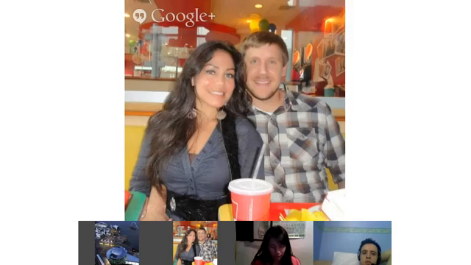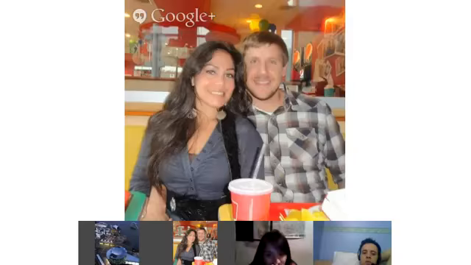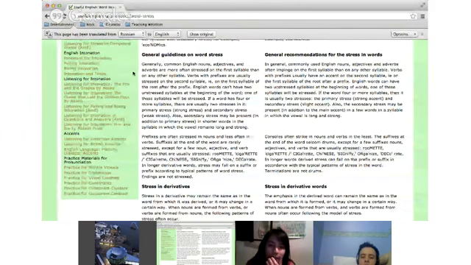Let's go back to Amparo. Let me have you read this next paragraph, starting with generally. Generally, common English nouns, adjectives, and adverbs are more often stressed on the first syllable than on any other syllable. Verbs with prefixes are usually stressed on the second syllable, for example, on the first syllable of the root after the prefix.